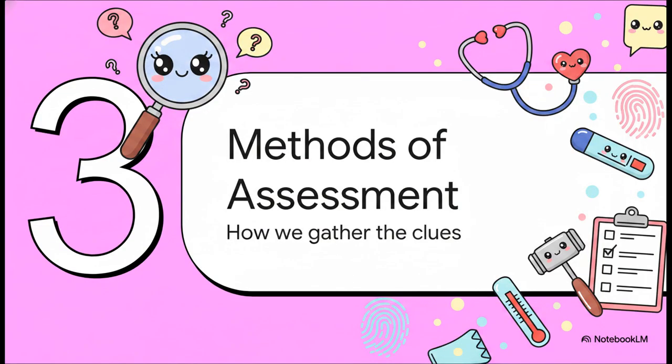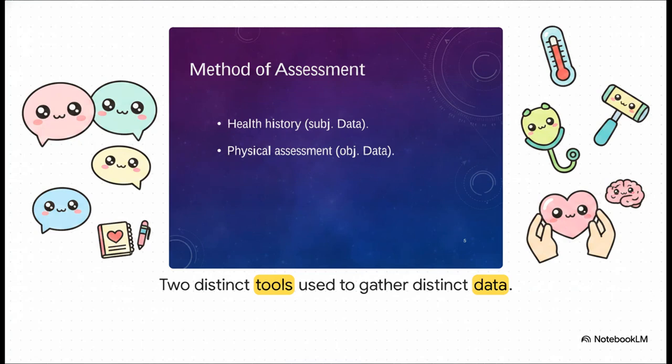Section 3. Methods of Assessment. How we gather the clues. How exactly do we go about pulling these clues out of a real-world scenario? Well, we use 2 distinct tools to gather these 2 distinct types of data. We derive our subjective data from the health history. This is the conversation. Conversely, we pull our objective data from the physical assessment. That's the hands-on examination. 2 distinct tools, 2 distinct types of data.